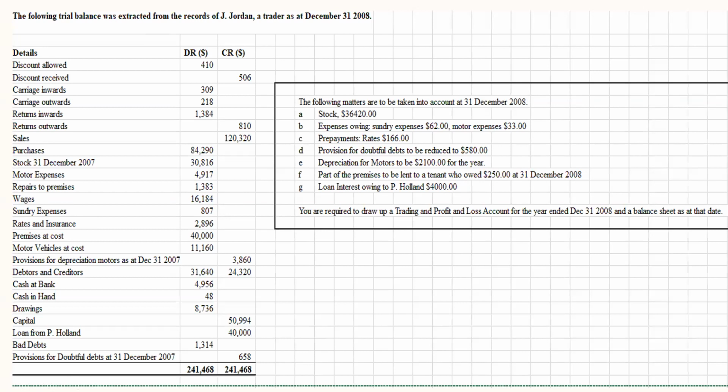So we go back to F for that 250. Part of the premises to be lent to a tenant who owed $250. That's something like income owing. Part of the premises was lent away to the tenant, and this tenant is owing the business. Income owing, if you go back to the recording, you will see, is a current asset. So you will put it under your current asset section.